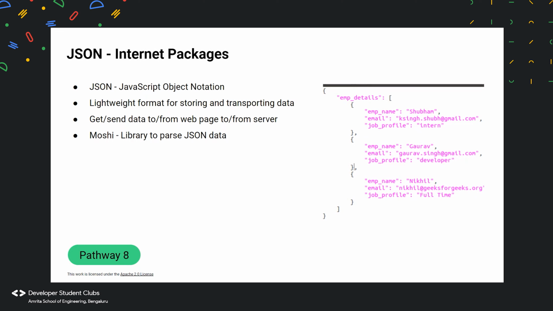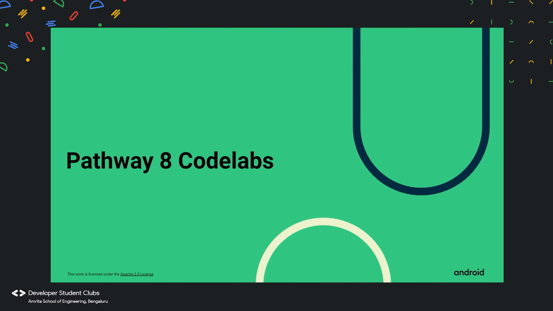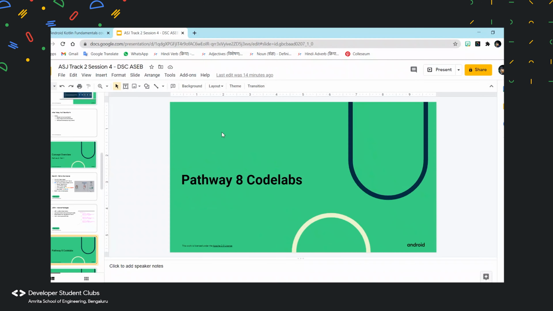And Moshi is one library that does that. In Android, it helps you parse JSON data, just like Retrofit is one library that helps you make requests. So these two can work hand in hand to really make calling the APIs on servers to get data really easy. So that's pretty much it for the concepts of Pathway 8. We look at the Codelabs now.